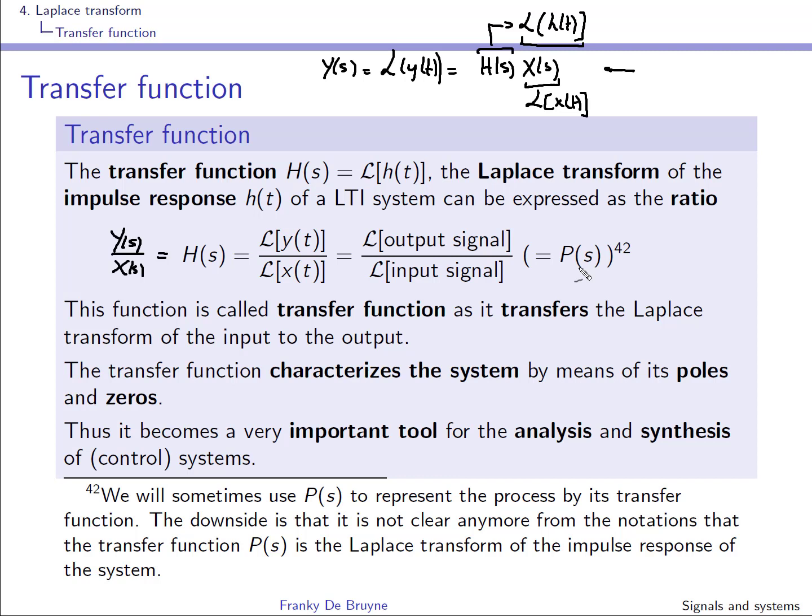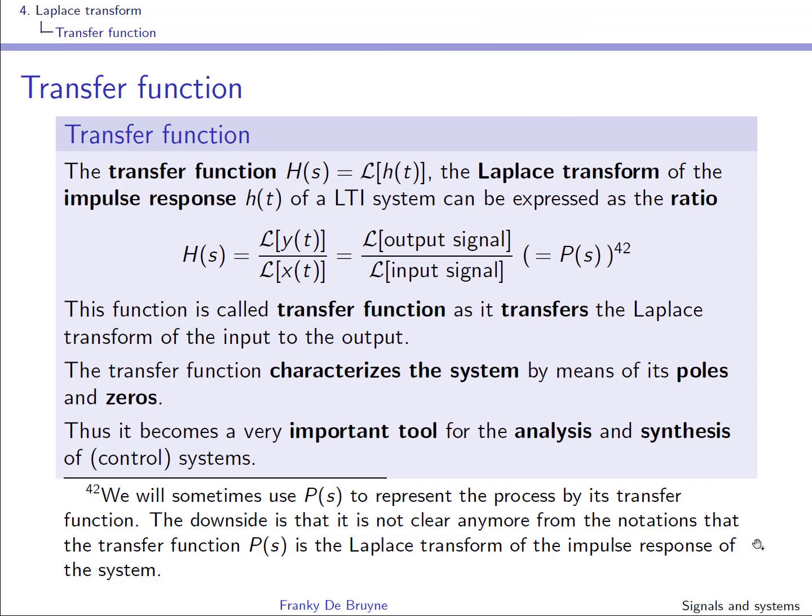So the transfer function is called transfer function because it transfers the Laplace transform of the input to the output, and this transfer function is a characteristic of the system. You can characterize the system by the poles and zeros, and the poles have a certain link, as we will see, with the impulse response, and it's an important tool for analysis and synthesis. When we talk about synthesis, it's control design of systems and controllers.